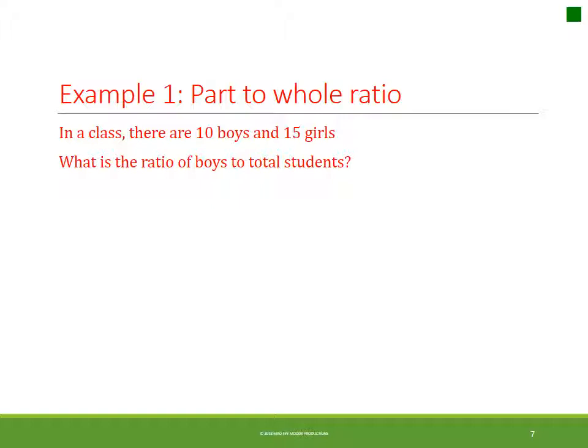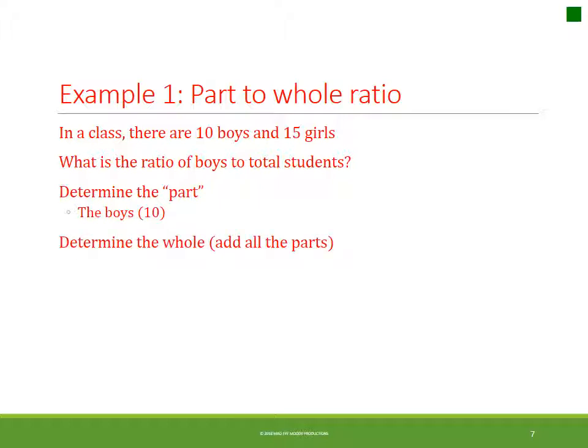Well, this is a part to whole ratio because boys is the part, and we're given the information that there are 10 boys. So that's the part of the part to whole ratio. Now we need to determine the whole because it's asking us to compare boys to total students. So that is the whole. This means we need to add all the parts so that we can get the whole, because the whole is the sum of its parts.